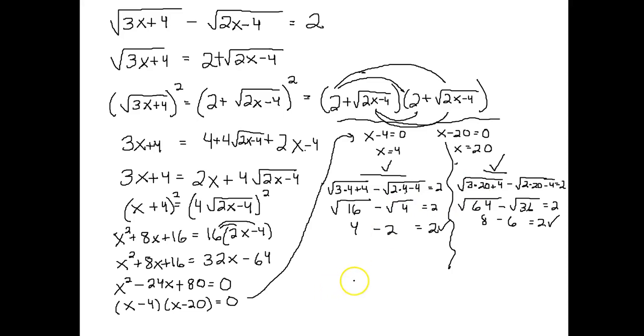Yay, they both work this time. That does happen. You don't always have extraneous solutions. Sometimes all of your solutions work. So there you go. You've got 4 and 20 for your two solutions there. Cool.